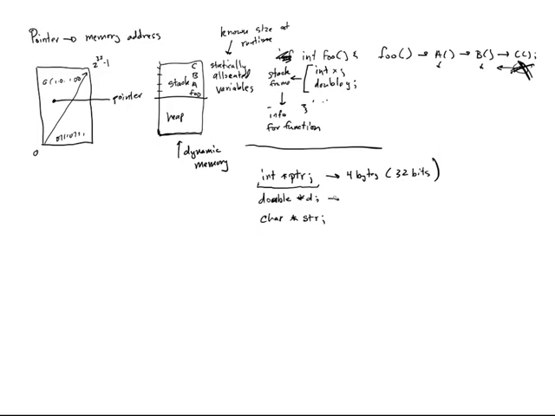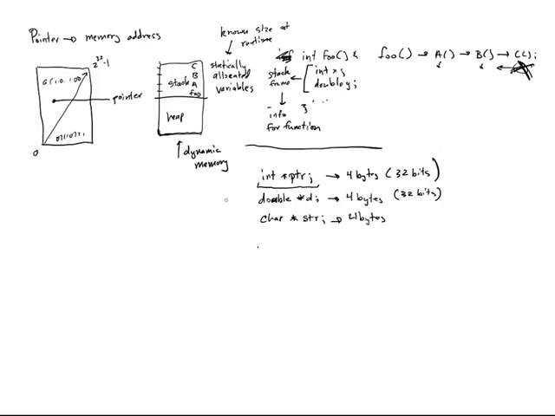The same thing is true with a double. Even though a double itself is 8 bytes, the pointer to a double is only 4 bytes. And same with the char. Remember, char is usually smaller, but a pointer to it is still 4 bytes.